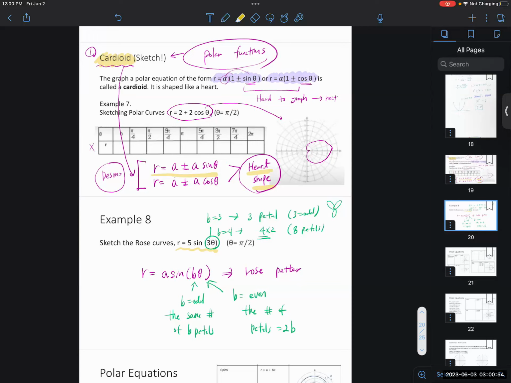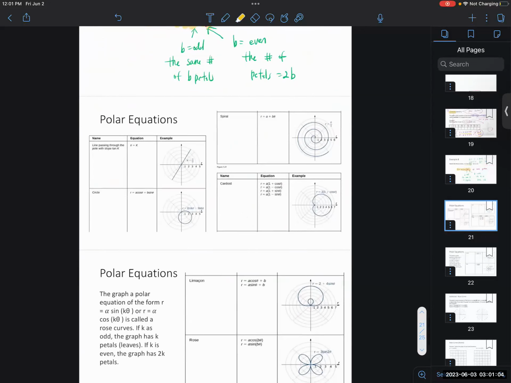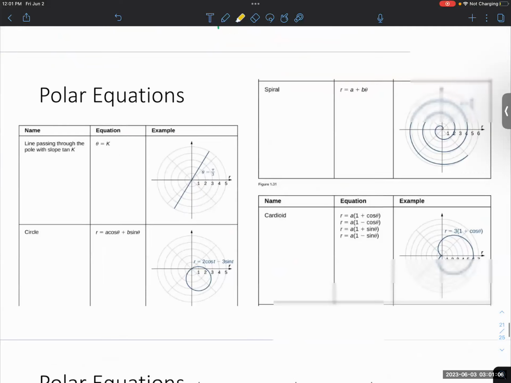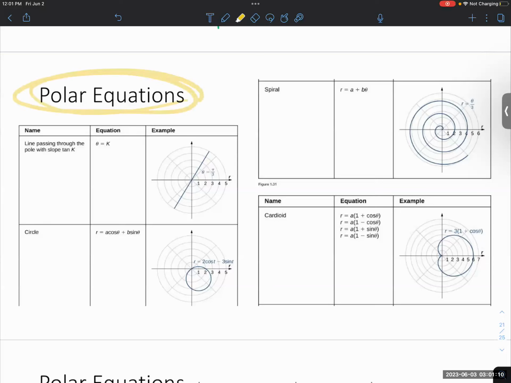And the function is going to be like that. These are the functions. So there are a lot of unique polar functions, not only cardioid or rose shapes. So here are all the unique shapes you can see. If you have a polar equation, it is very important.